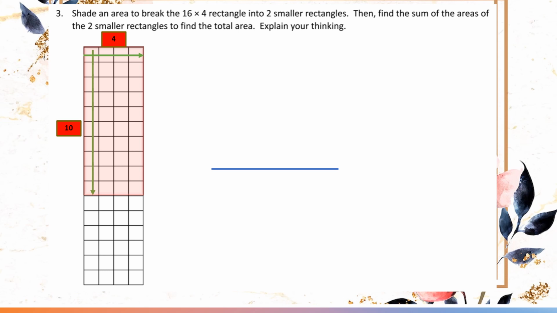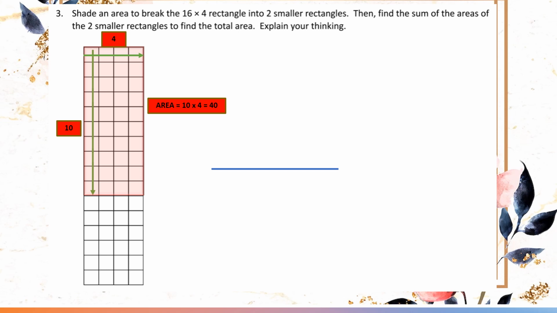And you may need to pause the video right now to go ahead and count 10 units down, 4 units across, and shade it in because that's our first rectangle. Now, the area of our first rectangle is 10 times 4, which equals 40.